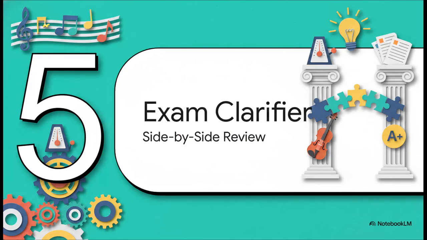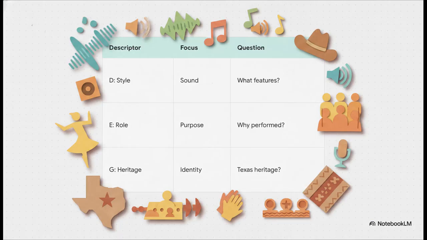All right, Section 5, the side-by-side exam clarifier. Let's bring everything we've talked about together so it truly clicks for test day. Here is your perfect synthesis of the triad. Descriptor D strictly focuses on musical characteristics, how it sounds. Descriptor E focuses on the social action, when and why it's used, and descriptor G focuses on regional and national identity, the specific geographic and cultural tradition it represents.